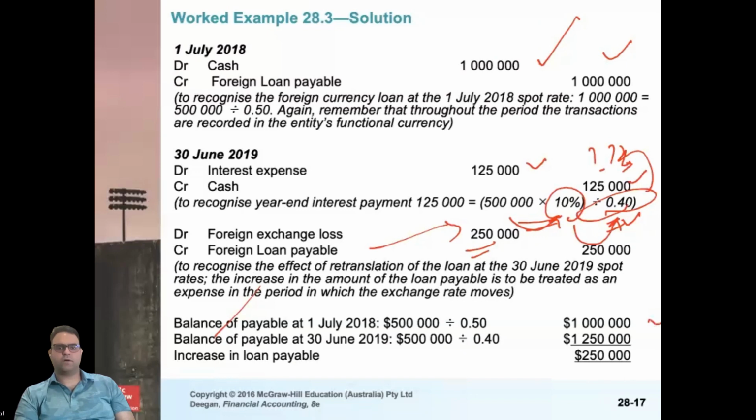Balance at the start was 1 million, and that balance has been changed to 1.25 million. So 250,000 will be the increase in the loan, which we consider as a loss. So you can see when the contract is entered, that contract has not only 1 year, but many years together. So the interest and the amount of the loan has to be charged into the profit and loss account based on the fluctuation in the exchange rate.